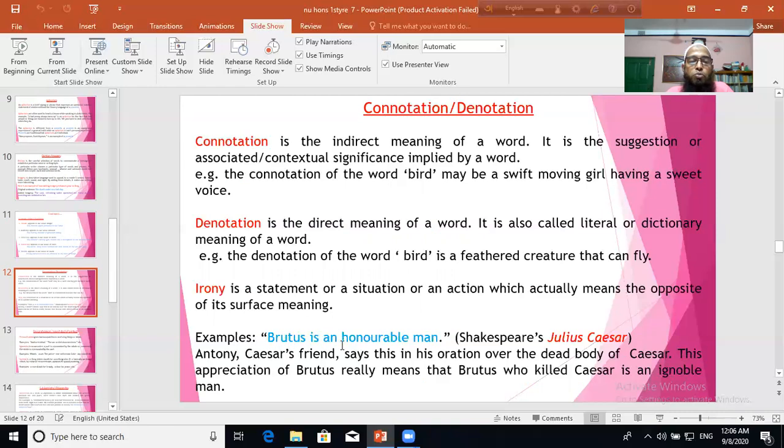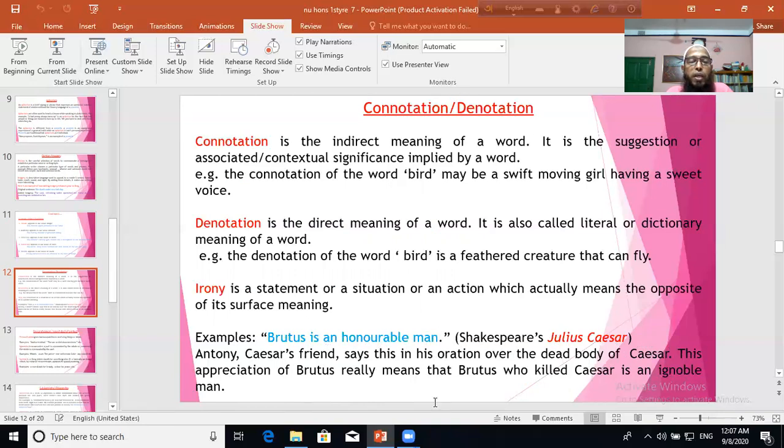Look at the examples. Brutus is an honorable man. It is said by Antony. It is a quotation from Shakespeare's Julius Caesar, famous drama. Antony, Caesar's friend, says this in his oration, his speech over the dead body of Caesar. This appreciation of Brutus really means that Brutus, who killed Caesar, is an ignoble man.